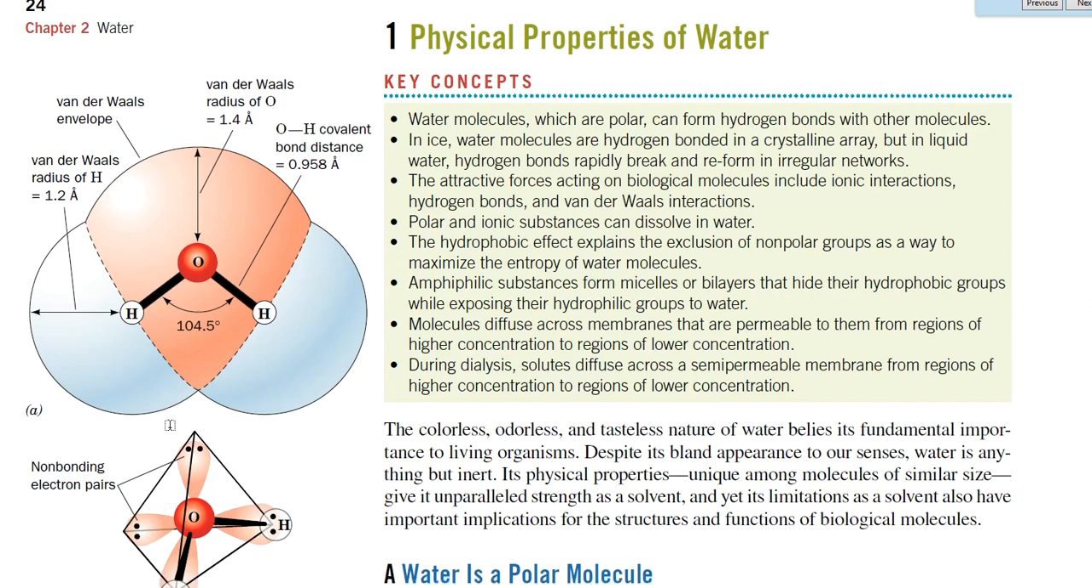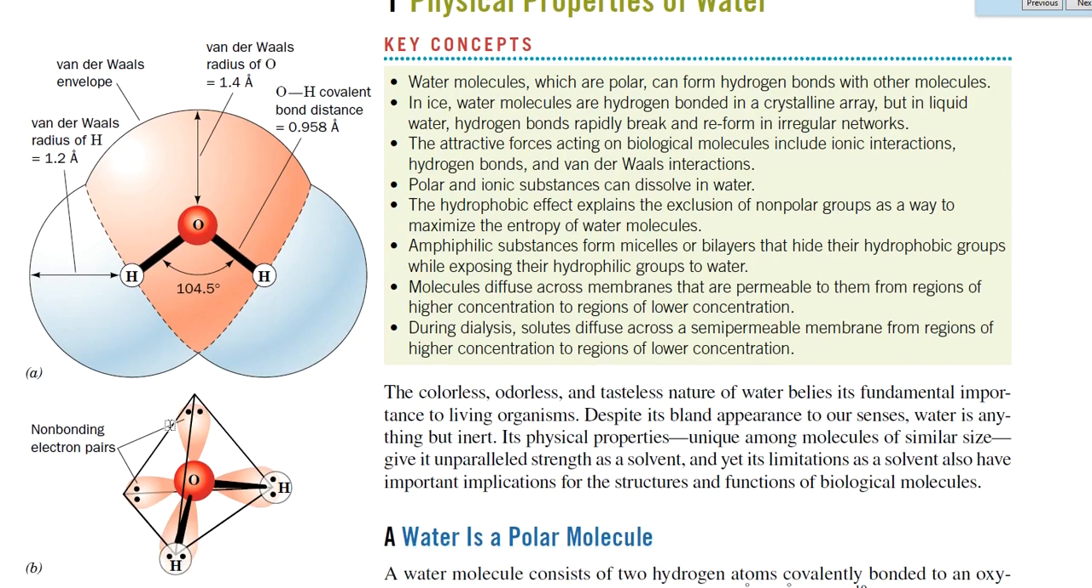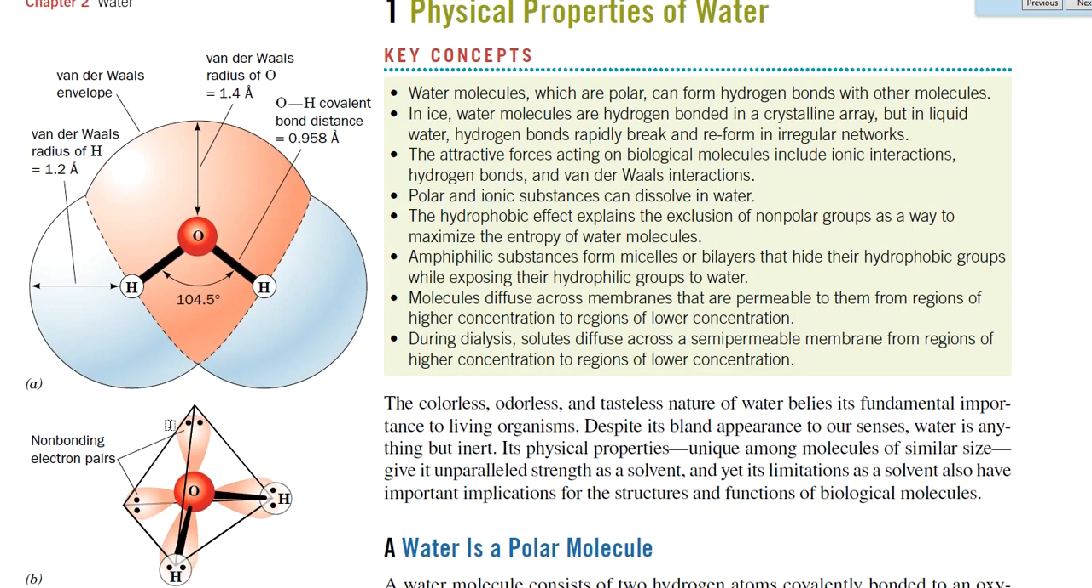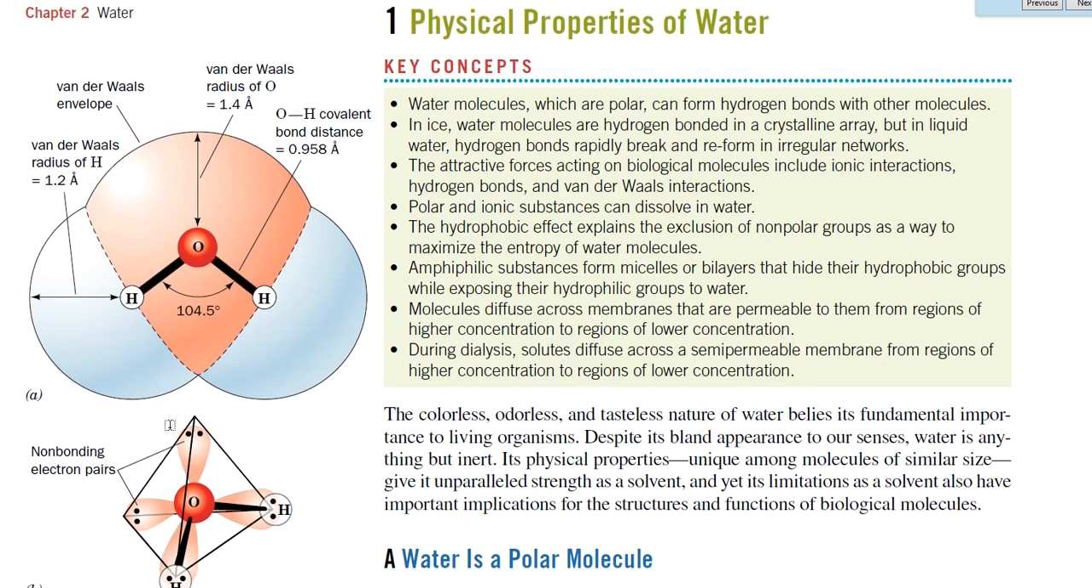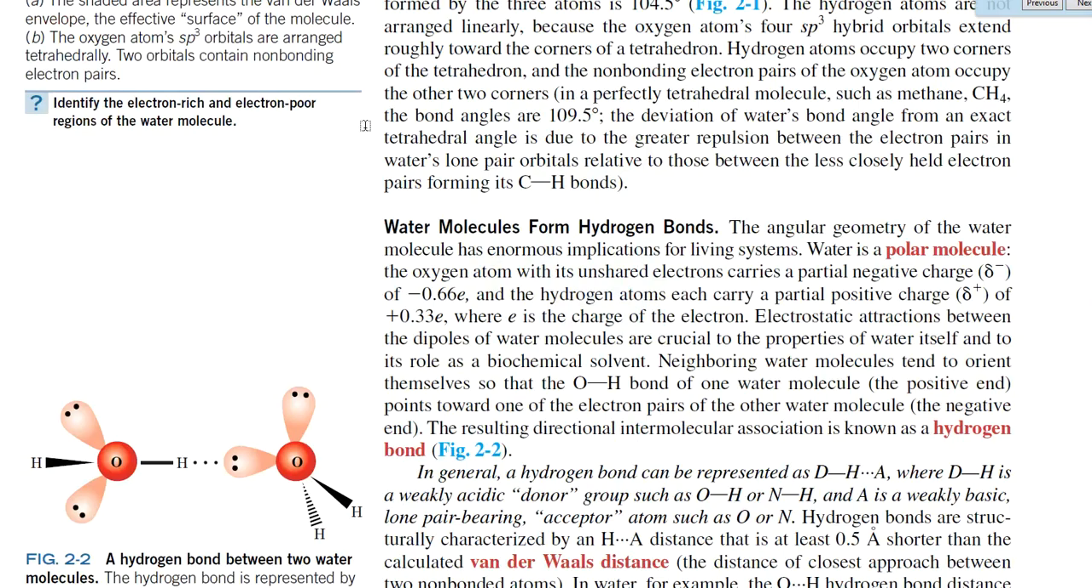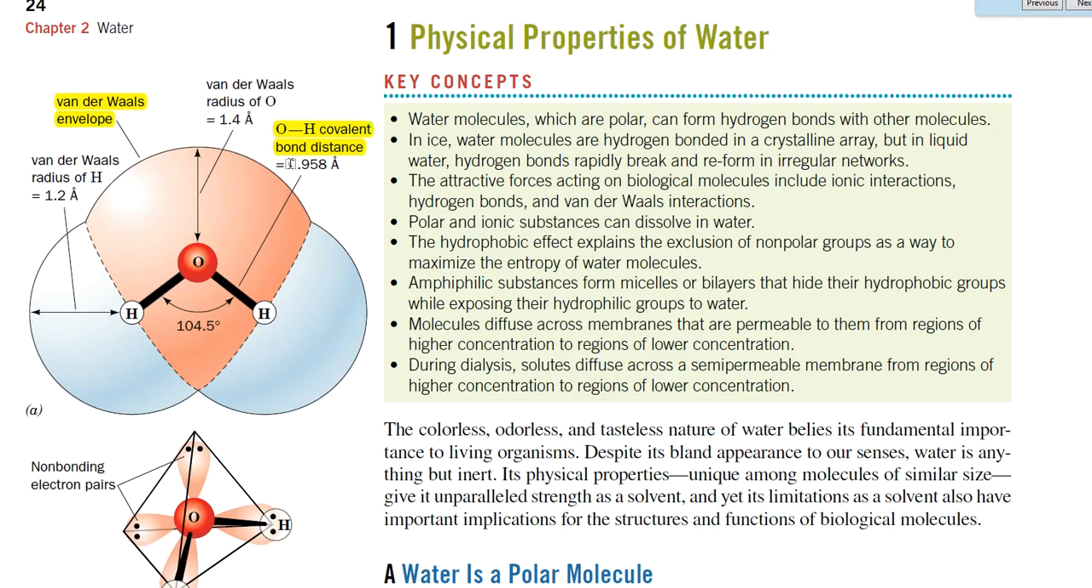Now the structure of water is very important. The structure of the water molecule we need to know. This is the second chapter, water. First we did the introduction of life forms. Here we see that van der Waals force is there, and the OH covalent interaction. The bond distance between O and H is 0.958 angstrom, and the angle between the two hydrogens is 104.5 degrees. This we need to remember.